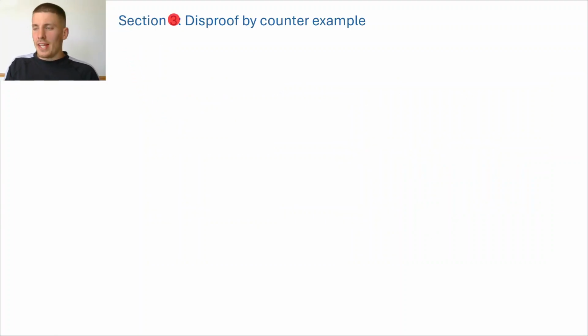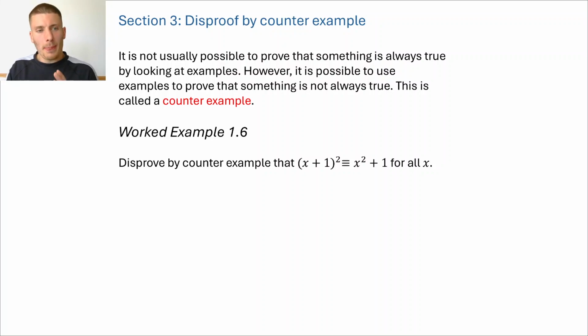So section 3 in the AQA textbook. Okay, so let's read this together. It is not usually possible to prove that something is always true by looking at examples. However, it is possible to use examples to prove that something is not always true, and this is called a counterexample or proof by counterexample. Okay, so we're saying it's not always possible to prove something is true, so sometimes we've got to disprove something. So let's look at worked example 1.6, and that's going to be it for this video, and then we'll look at the exercise 1C questions on this topic.